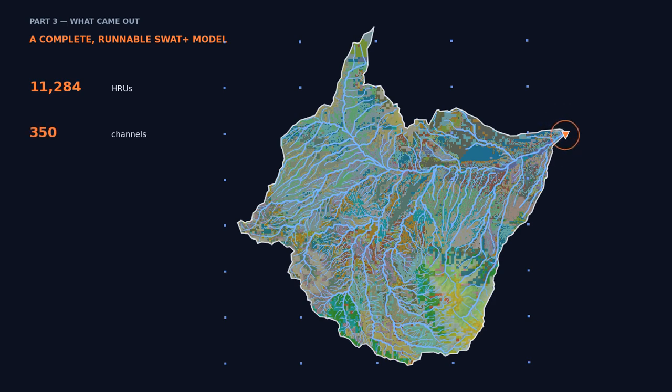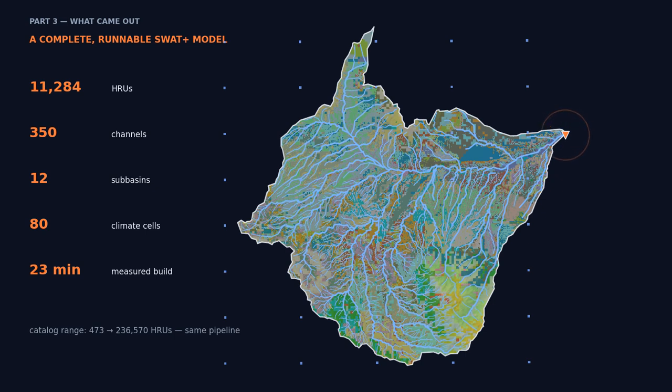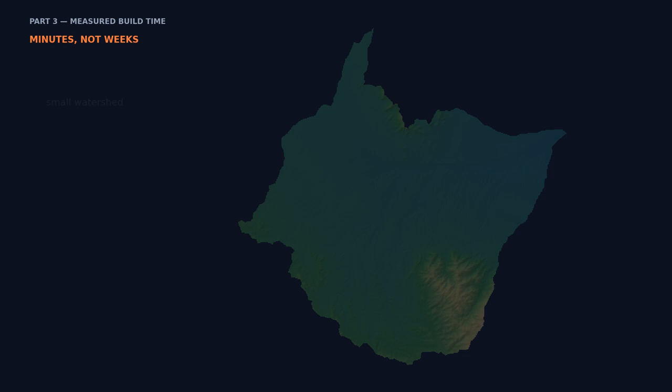11,284 hydrologic response units, 350 channels, 12 subbasins, 80 climate cells, a complete, runnable SWAT plus model, and the build was measured at 23 minutes. Across our published catalog, the same pipeline spans 473 HRUs to 236,000 without rewriting anything. And the time? A small watershed builds in about 8 minutes.